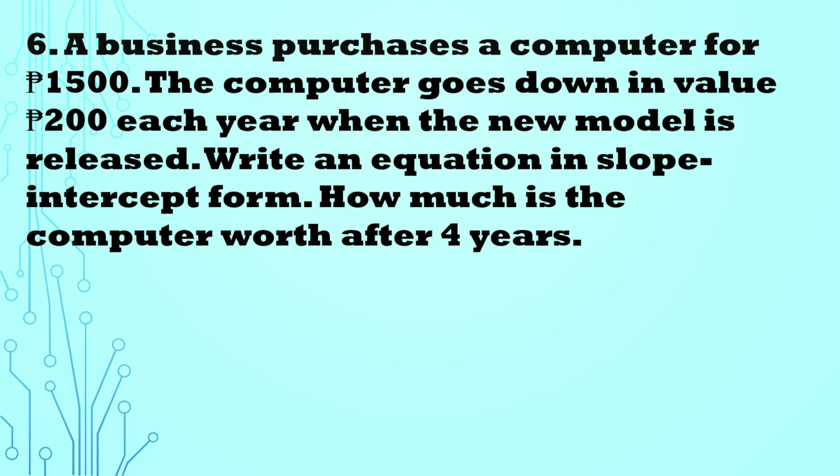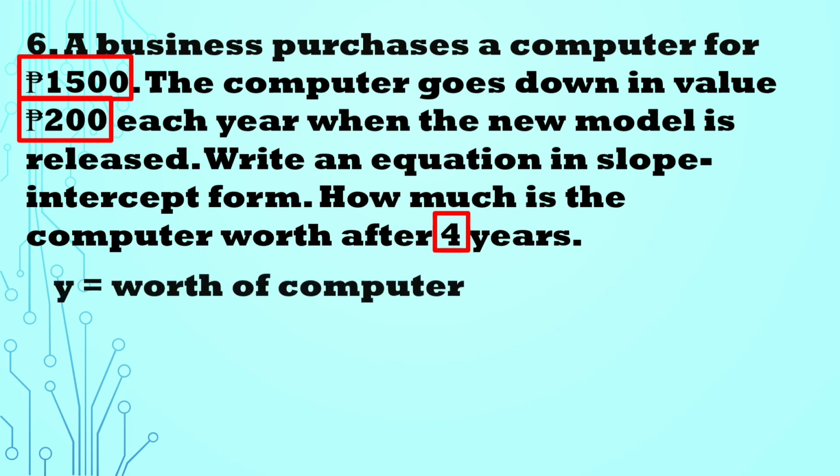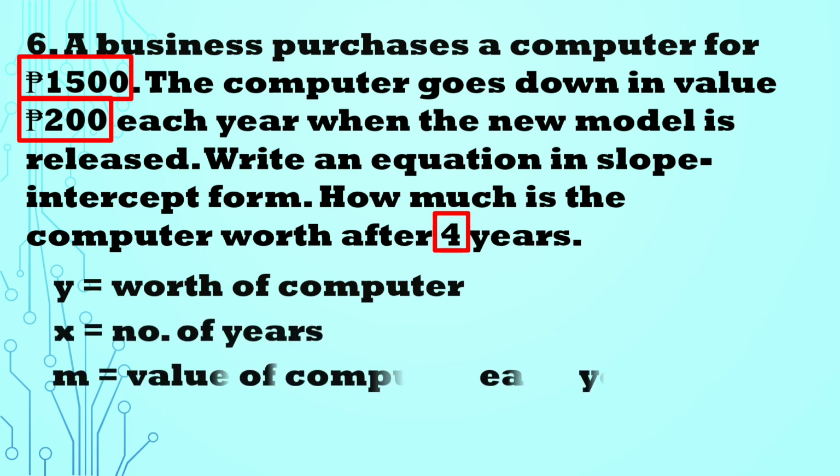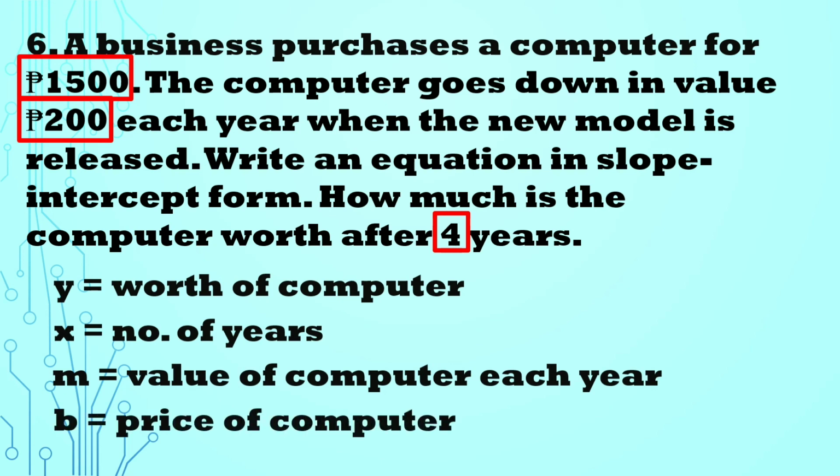So, isa-isahin natin yung ating mga given. So, ating given ay 1,500 pesos, 200 pesos, at 4 years. Ayan. So, ang ating y variable dito is the worth of computer. Ang ating x variable naman ay ang number of years. Ang ating slope is the value of computer each year. At ang ating y-intercept is the price of computer.